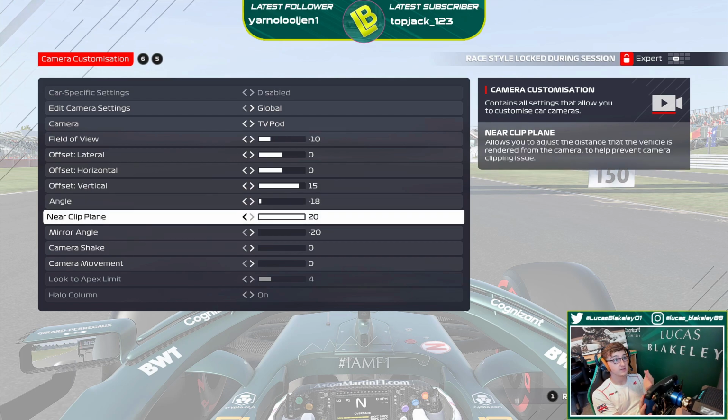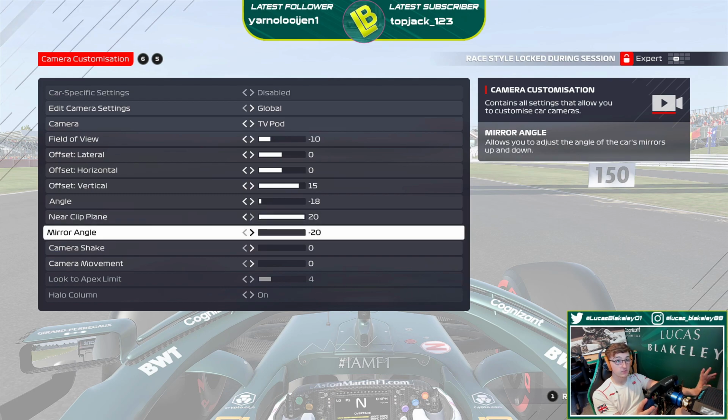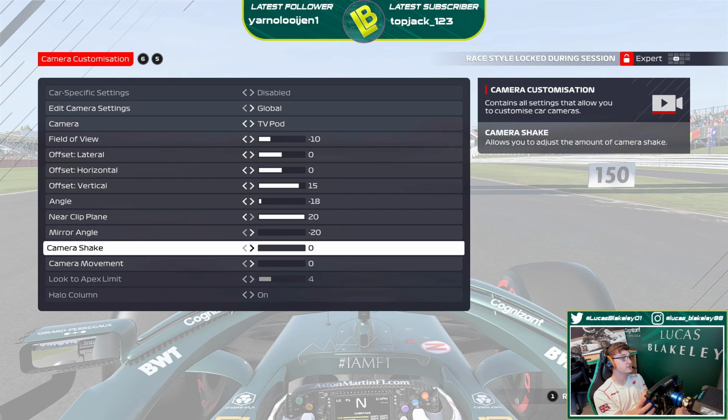Near clip plane is 20, as far away as possible. I believe that, as it says here, is to prevent any clipping with the camera angle. The mirror angle is at -20, so if you look down at the bottom left mirror, because my camera's covering the other one, you can see that if we do not have it at -20, we can't see anything. And going on to the final settings, I guess.